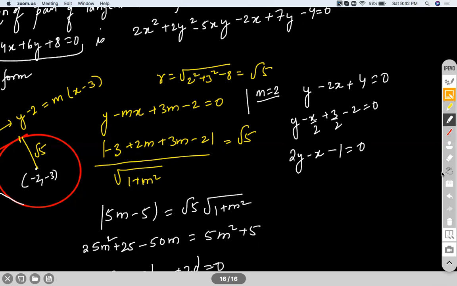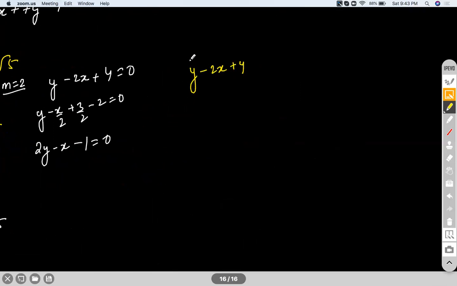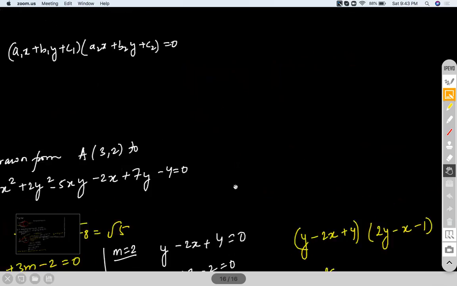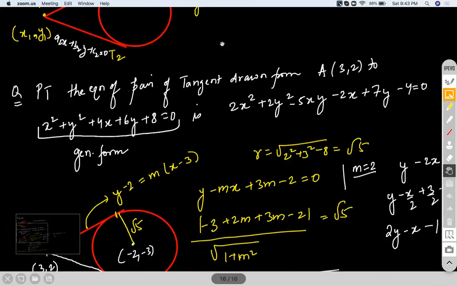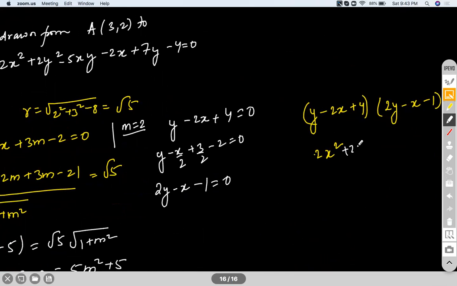So now the combined equation of these two lines would be what? y minus 2x plus 4, into 2y minus x minus 1 equal to 0. Just expand it. Expansion will give you 2x square. Let me just simultaneously compare. 2x square, 2x square, we got here. Then you'll have 2y and y is going to be 2y square.